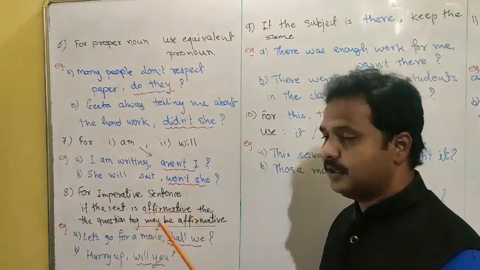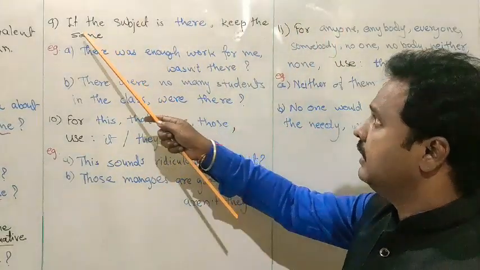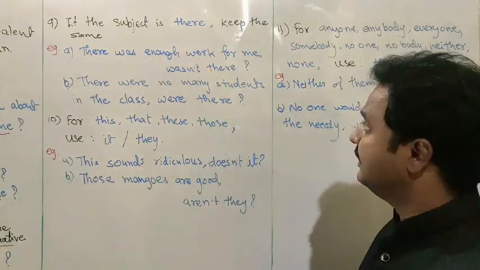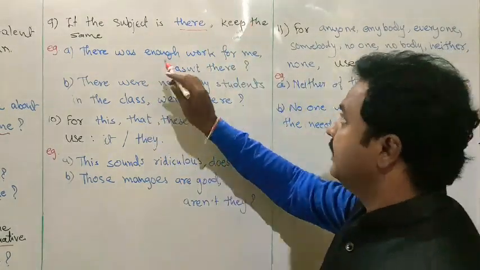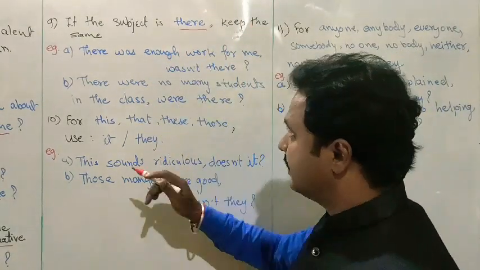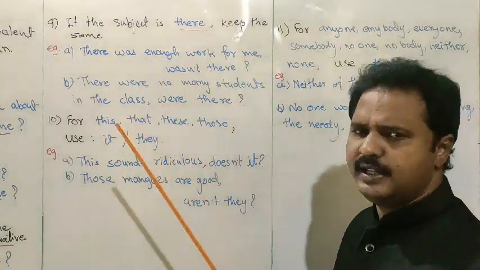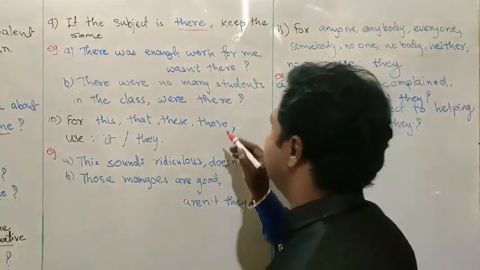Next, see the ninth rule. If the subject is there, then keep the same word in the tag. Here we can see the example. There was enough work for me. For there, we have to use there. Same here.